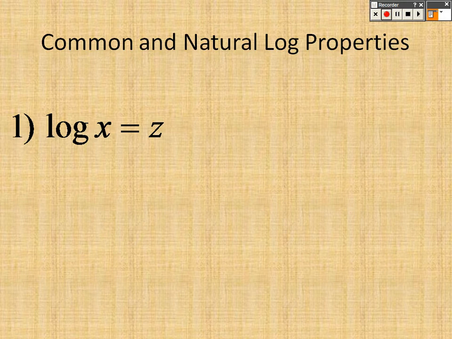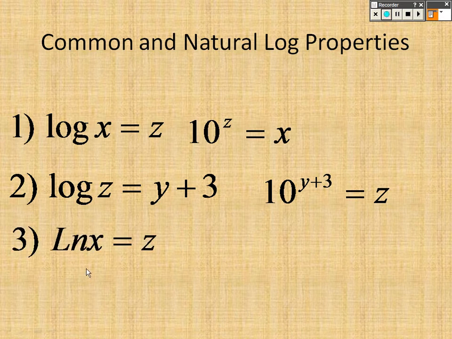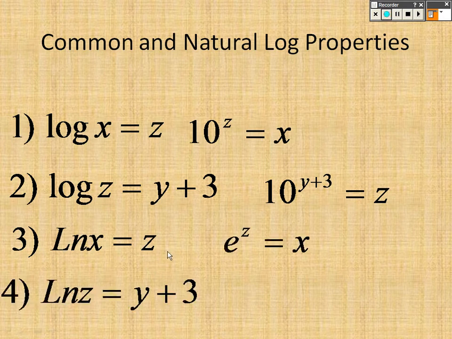So, common and natural log properties. Remember that it's a common log, so it's 10 to the z equals x. That's 10, so that'd be 10 to the y plus 3 equals, or sorry, equals z. Natural log, you take those each to the e, so it'd be e to the z equals x. And this would be e, so it'd be e to the y plus 3 equals z.